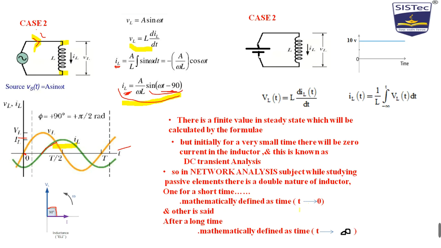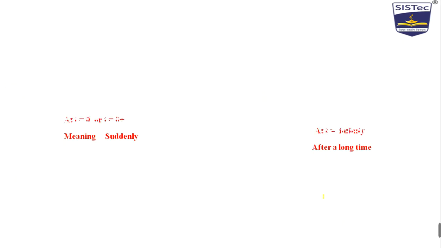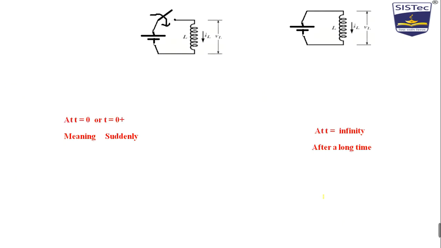t tends to 0 means your sudden, and t tends to infinity means after a long time. So let me make you understand all these things. In the next diagram, you can see clearly what I mean. I have separated two parts: at t equal to 0, meaning suddenly, and at t equal to infinity, after a long time. The diagrams represent the same things.